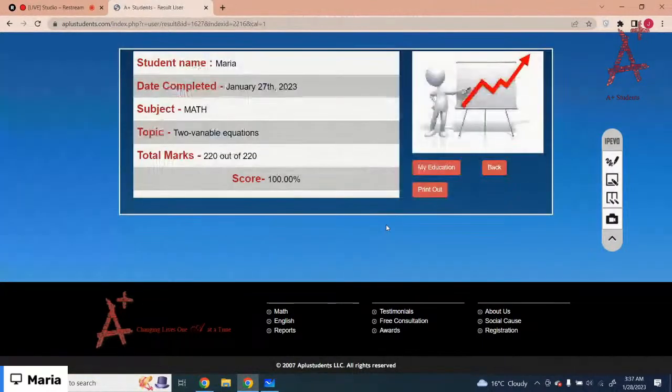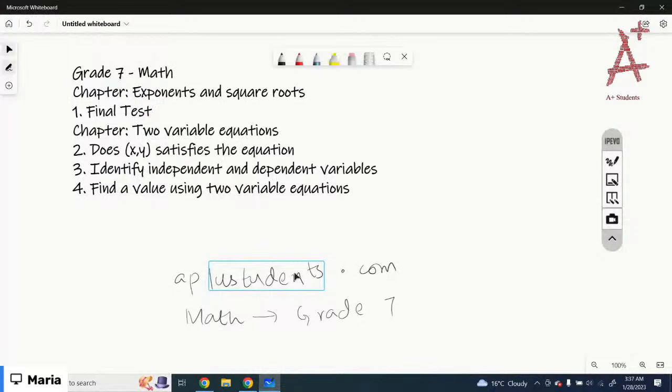So basically we're working on grade 7 maths. We have done with the final test of the chapter exponents and square roots. Then we have started the new chapter, that is two variable equations. The lessons we did are: does xy satisfy the equation? Identify independent and dependent variables, then find a value using two variable equations.